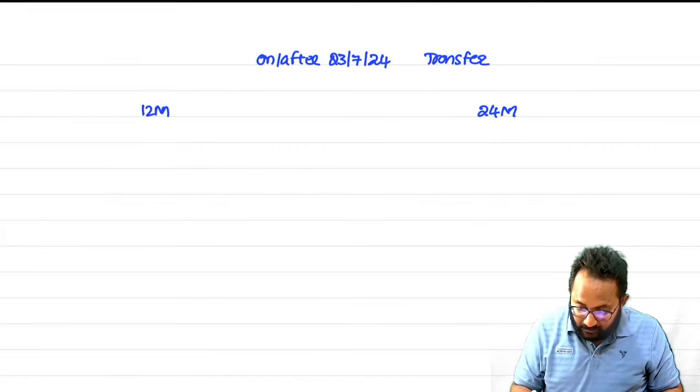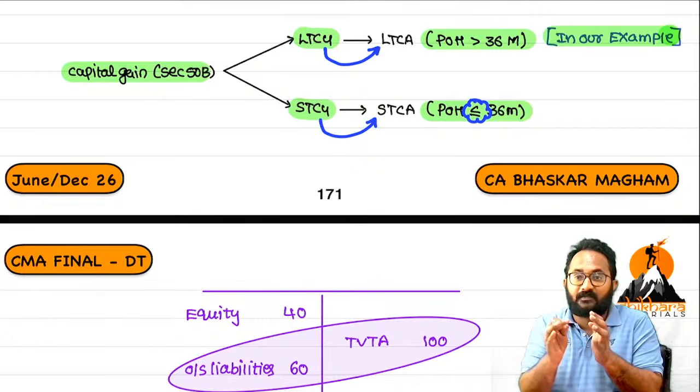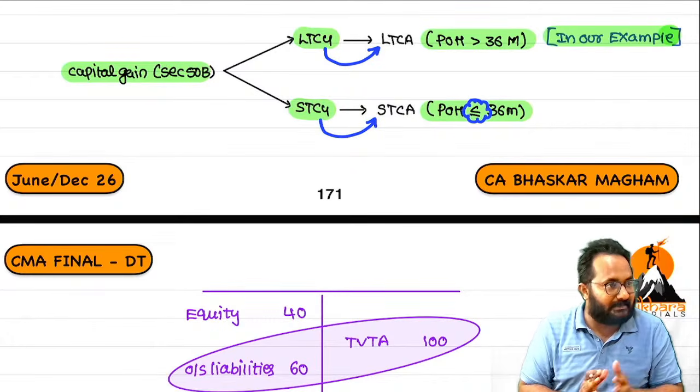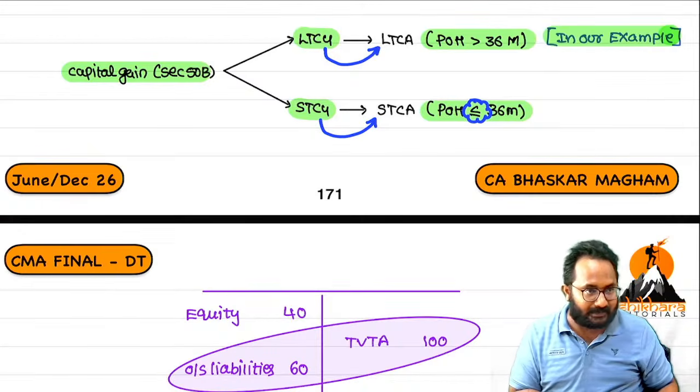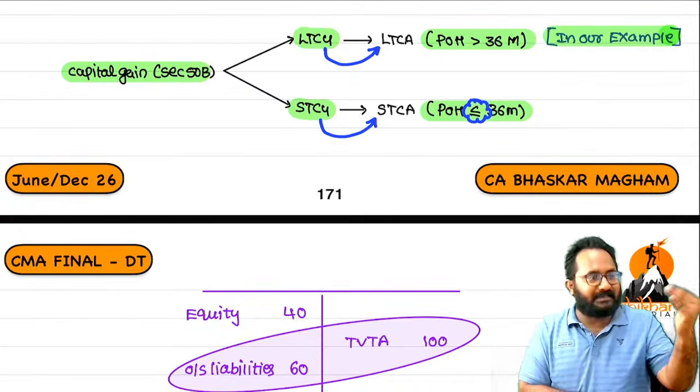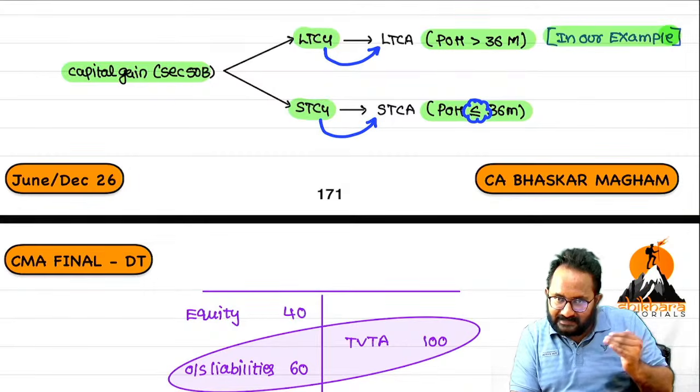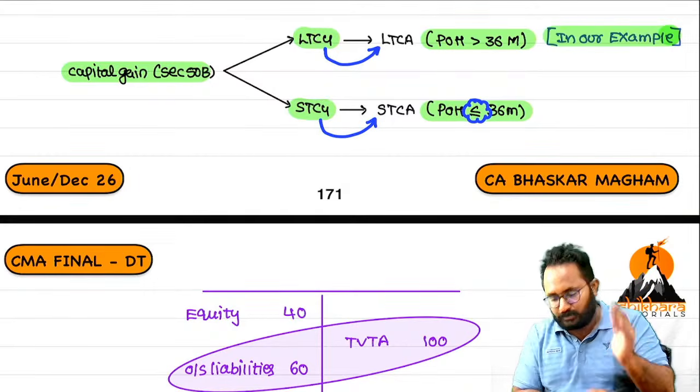But still, for slump sale related capital assets, the period of holding depends upon how many months? 36 months. Don't forget that point. If more than 36, long term. If less than or equal to 36, short term.